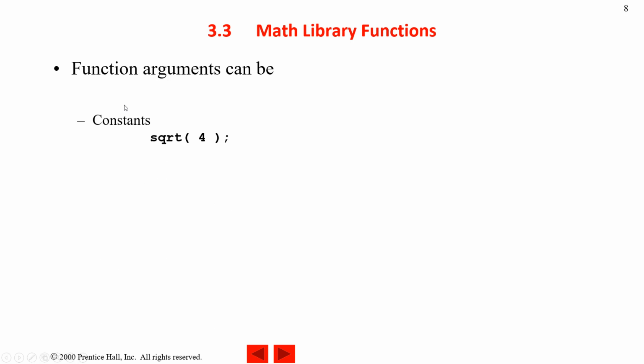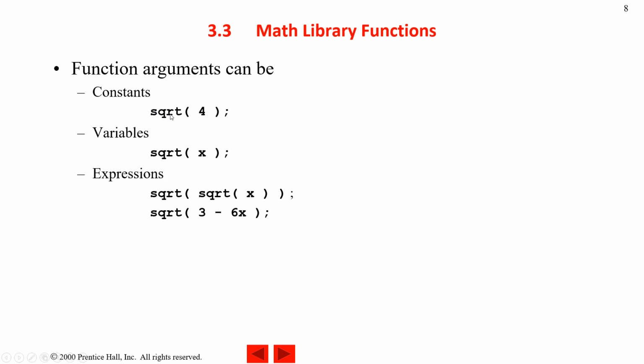So the function arguments can be, for instance, square root of 4, where 4 is a constant. You can have a variable x, square root of x, and it will give you a value. You can even have an expression. So this square root has an expression which is a function call itself. This is a nested function.